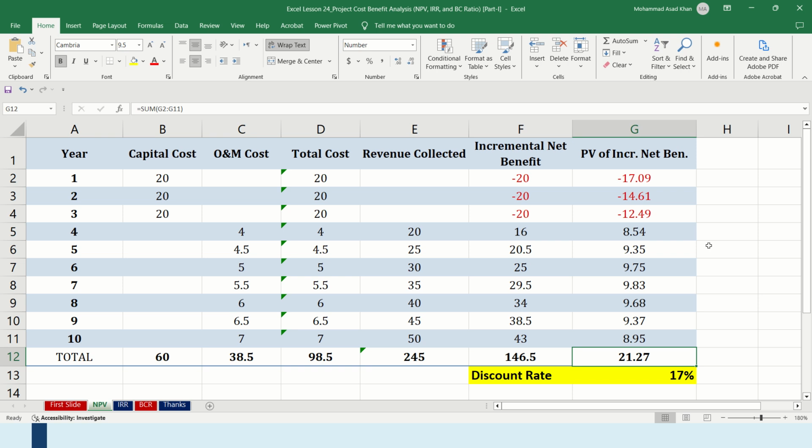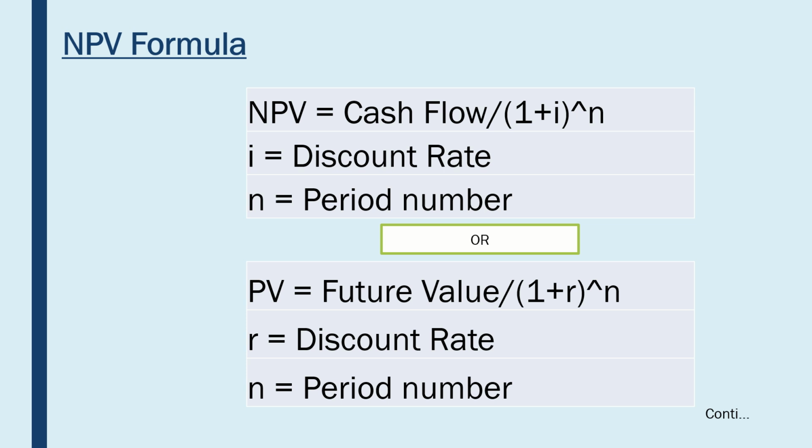So you have come up with one thing: the NPV is positive. It's not negative. By investing 98.5 million, you are getting an NPV in 10 years of 21.27 million. So that's the one result you have come up with. Then I will go to the next.